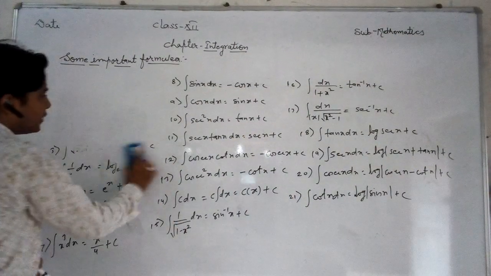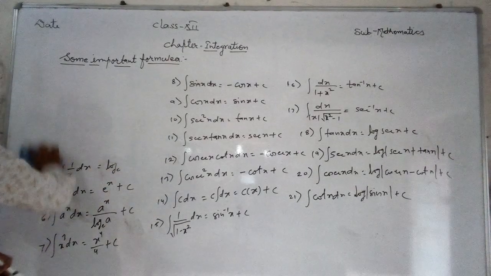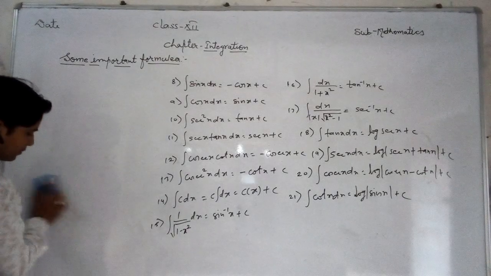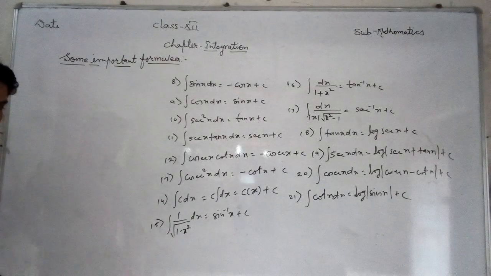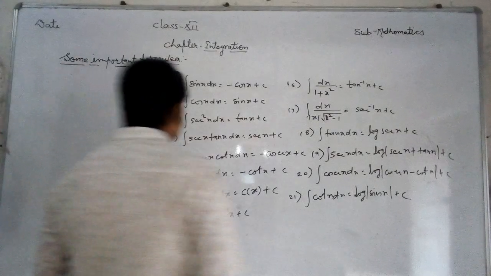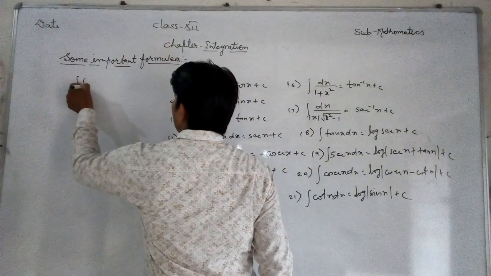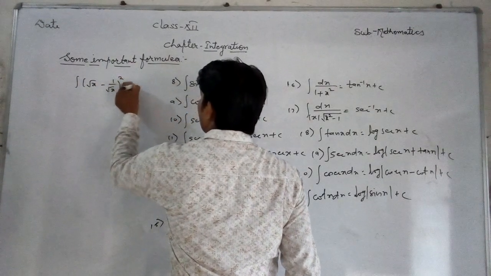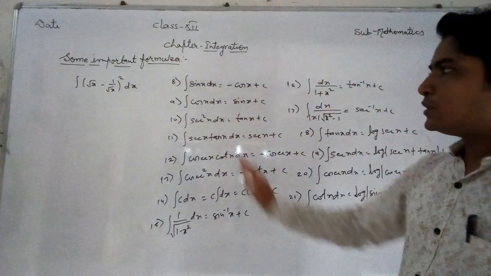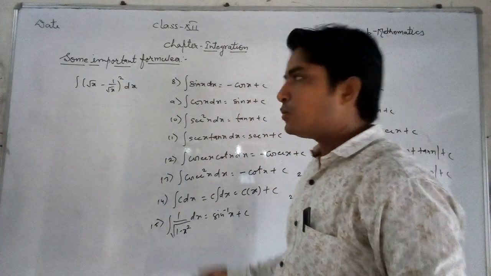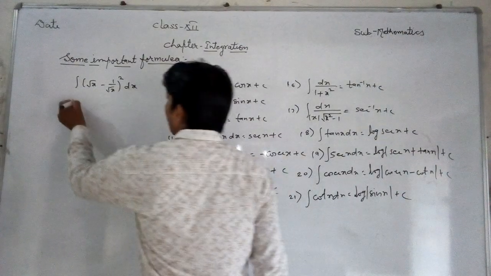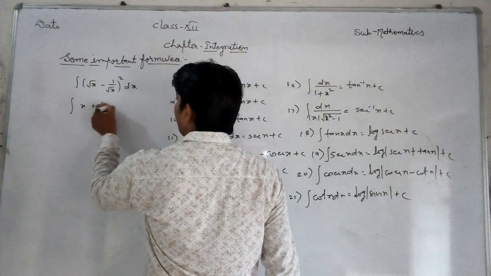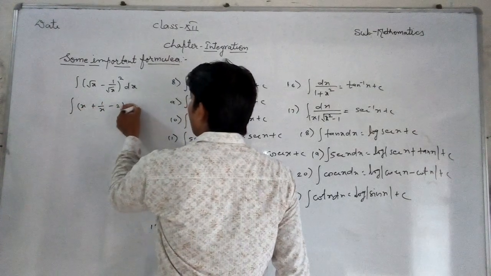Now we do some important questions on the basics of integration. Our question is the integral of (root x minus 1 upon root x) whole square dx. First of all we simplify it. Using a minus b whole square, it becomes x plus 1 upon x minus 2, dx.